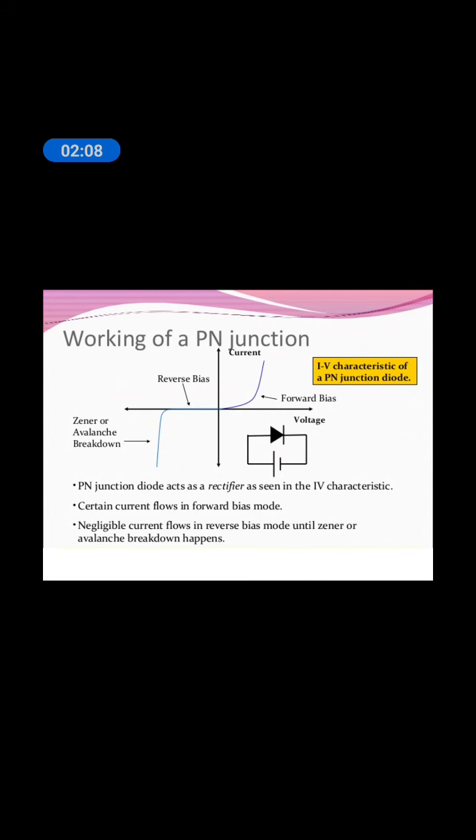Working of a PN junction. It is the VI characteristic of the PN junction diode, and forward bias and reverse bias are represented in this graph. PN junction diode acts as a rectifier. Certain current flows in the forward bias mode and negligible current flows in the reverse bias mode until Zener or avalanche breakdown happens.